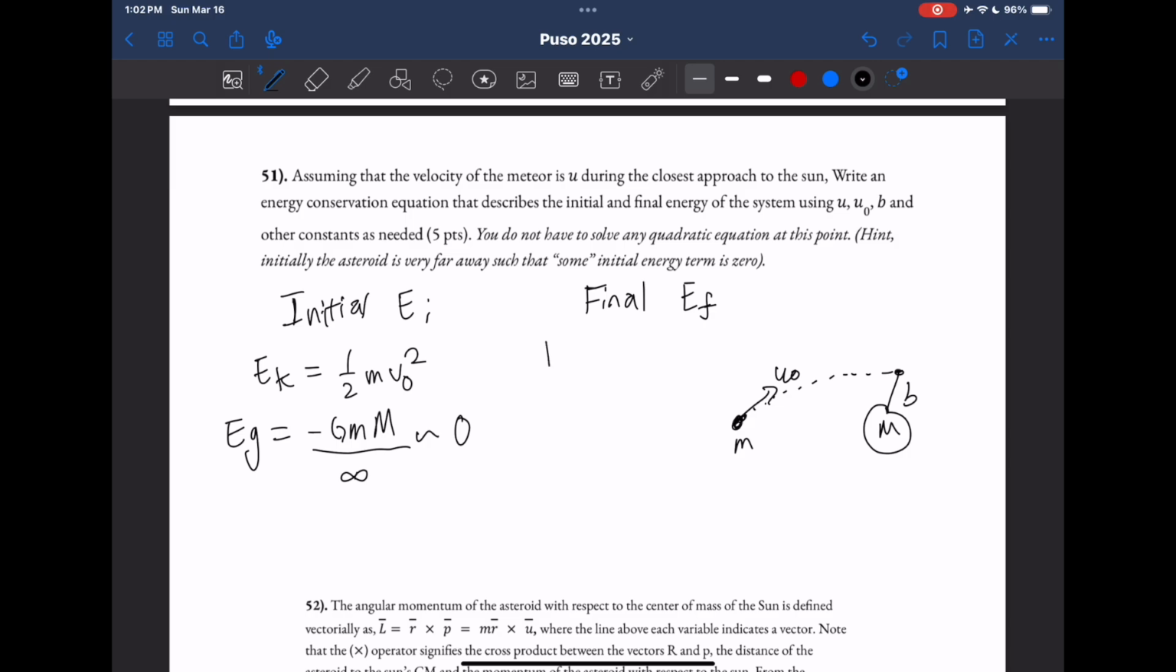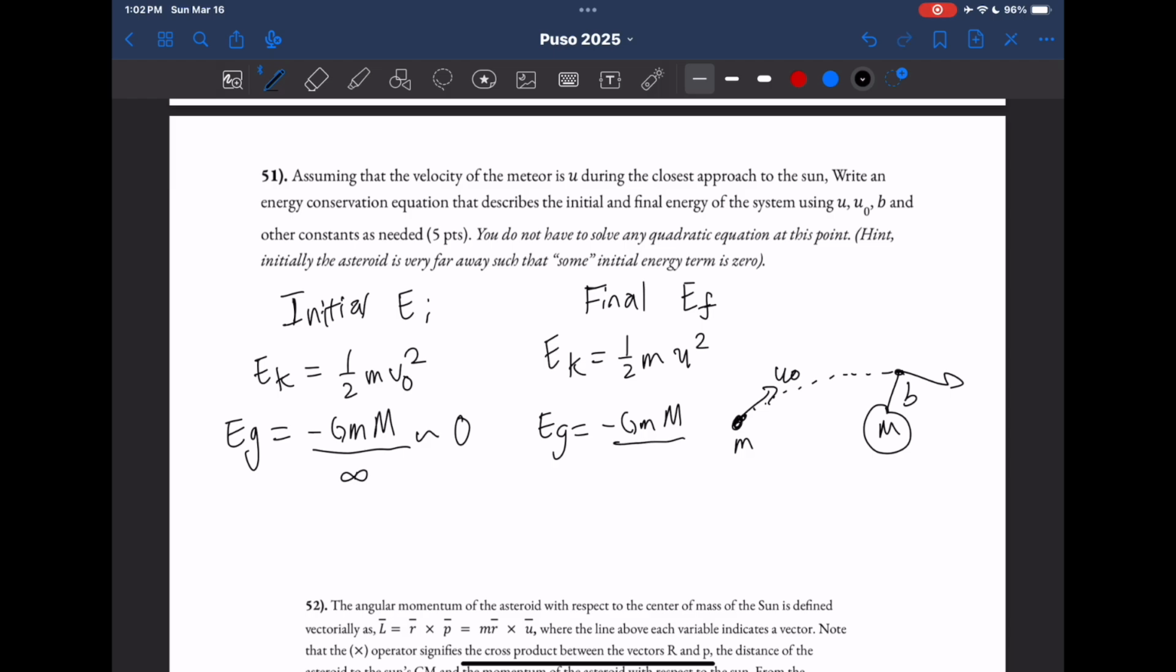Final energy is going to be kinetic still, because we're going to have some velocity right here pointing in that direction. So we can say that EK is equal to 1/2 m, and this time we're going to use u squared, because we have u for the closest approach to the sun. And then we're going to have some gravitational energy here for sure, because we're pretty close to the big mass.